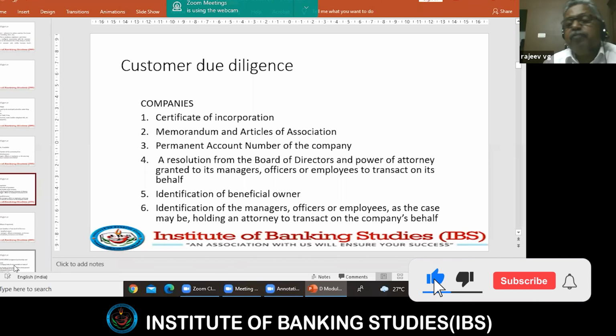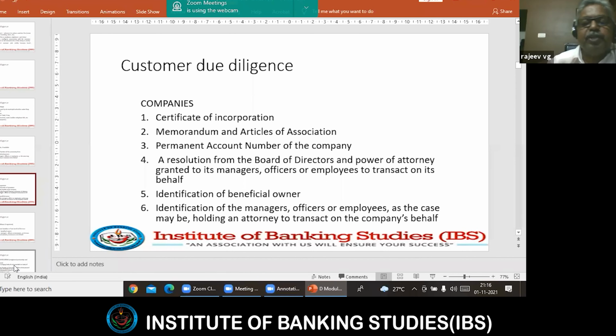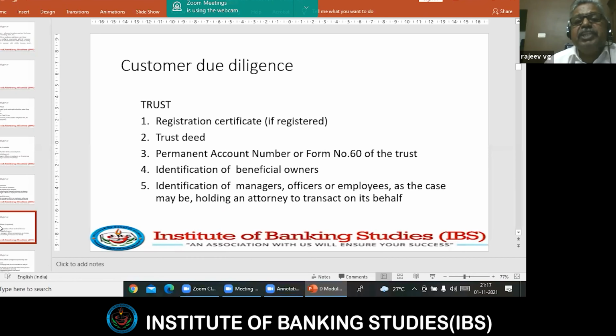Then identification of beneficial owner is important in a company also. For that, we will see who is the beneficial owner in a company. Identification of managers, officers, or employees, as the case may be, holding an attorney to transact on the company's behalf, as we said in the case of partnership. In the case of a trust, a registration certificate is required if it is a registered trust. Then the trust deed, just like the partnership deed. Sometimes the trust was formed based on a court order, in that case it will be a court order. Permanent account number or form 60, identification of beneficial owners, identification of managers, power of attorney details, etc.